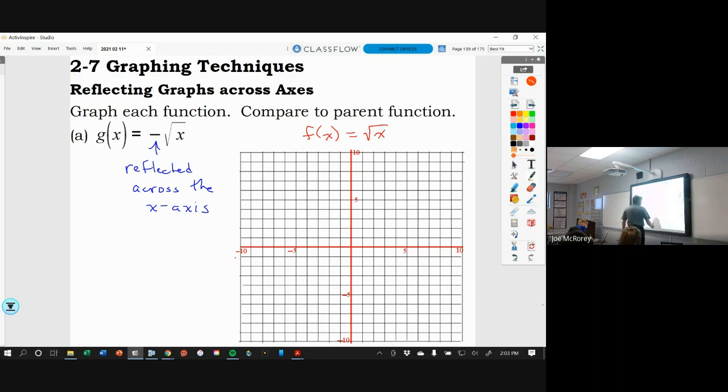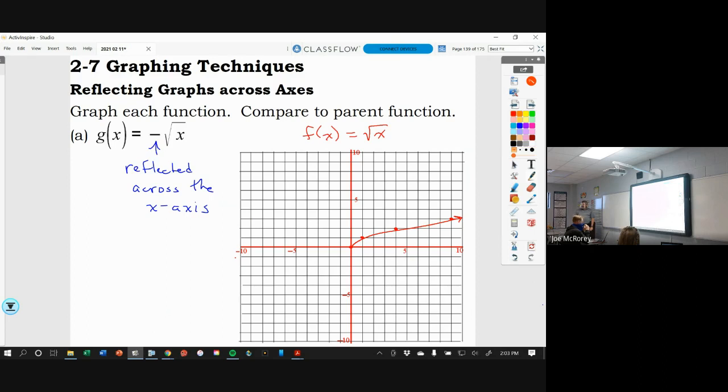What's the square root of 0? 0, 0. What's the square root of 1? 1. I'm not going to ask any hard questions. What's the square root of 4? 2. What's the square root of 9? 3. What's the square root of -5? Not defined. Right? So the parent function looks like this. Okay? That's what the square root of x looks like.